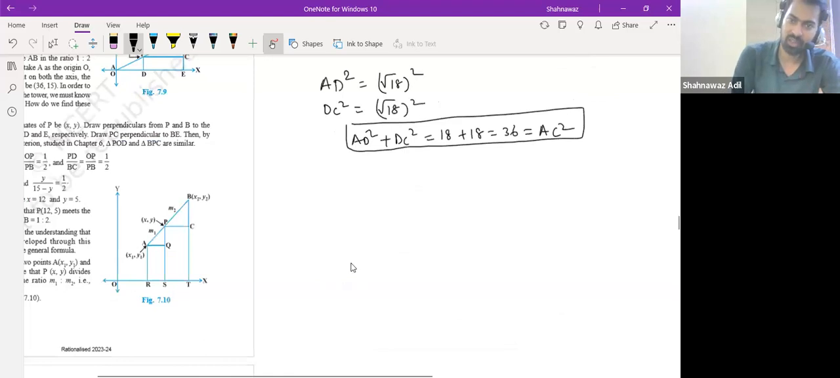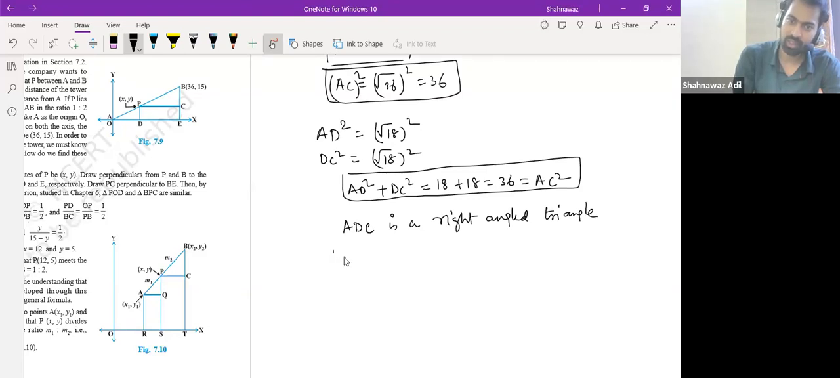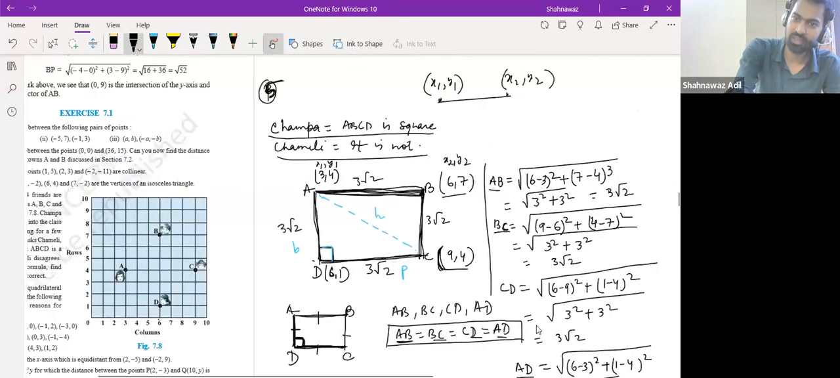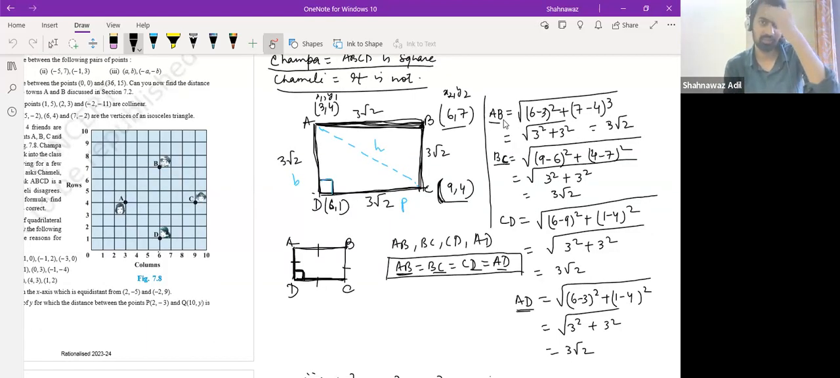Which means that ADC is a right angle triangle, which means that angle D is 90 degrees. So this was the whole idea. We also had to prove that all sides are equal. This was the question that we were doing in the previous class. So you remember that?